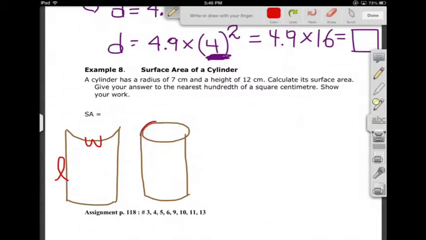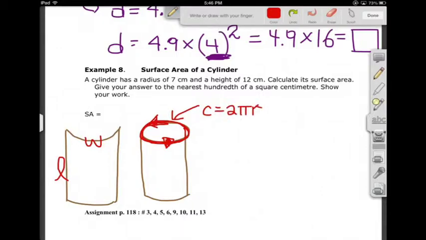However, when we curl the piece of paper around like this, once the width is curled around and touches, I'll just hit undo there for a second, what we're looking at is the distance around the outside of a circle. Well, that is circumference. Circumference is equal to 2 pi r.